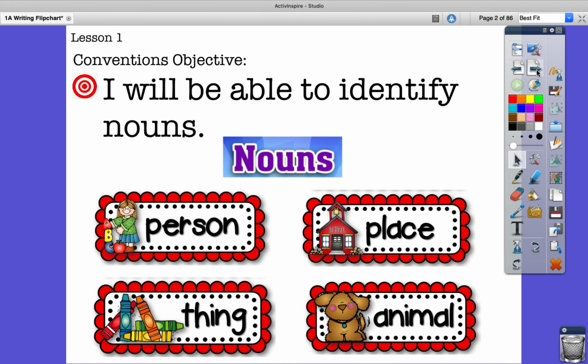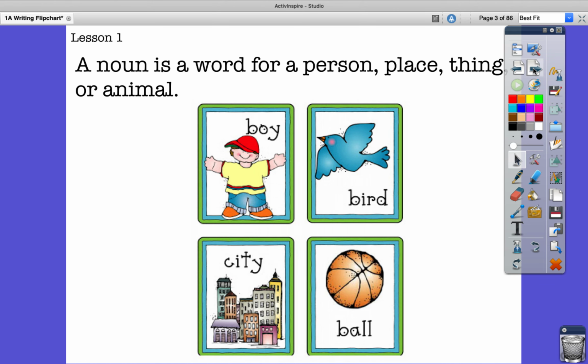Let's look at our lesson objective. Here's our objective, our target for the lesson. I will be able to identify nouns. So nouns can be a person, place, thing, or animal. So again, a noun is a word for a person, place, thing, or animal.